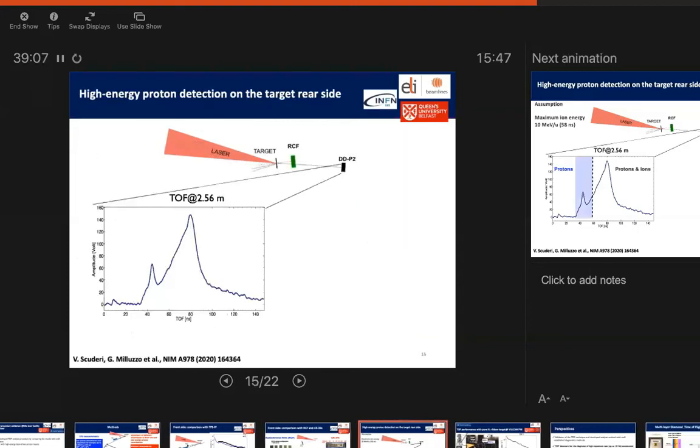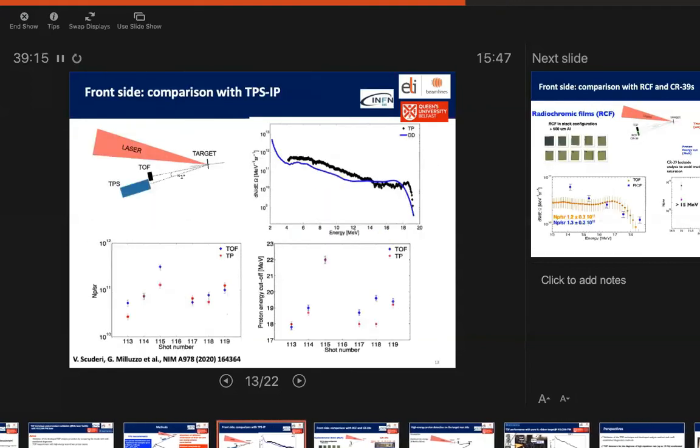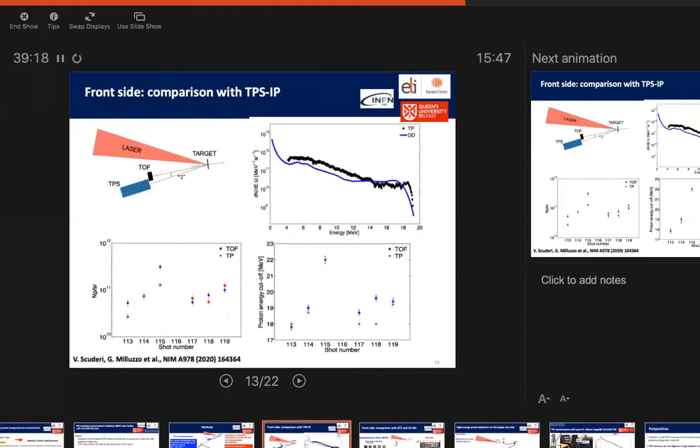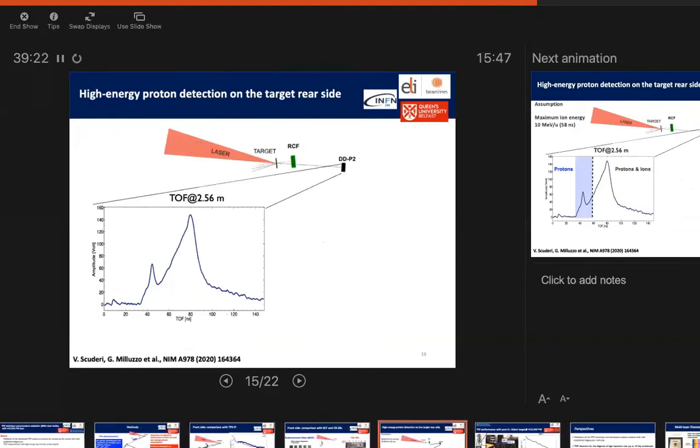And then this was another measurement performed in the forward direction. So we were expecting to have a higher energy, because here we had 19, 20 MeV. In the forward direction, they were getting 40 MeV.